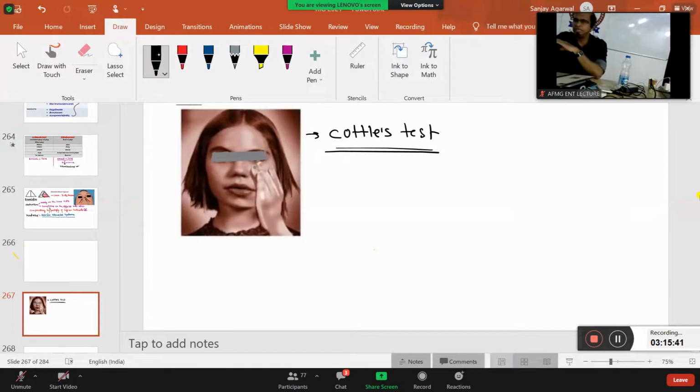You don't have to know the details of this. Just remember the image, इस टाइप की कोई image होगी, and the name is Cotter's test. It is done for DNS.